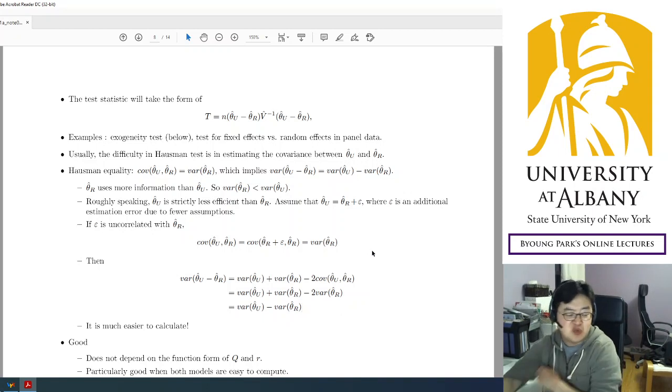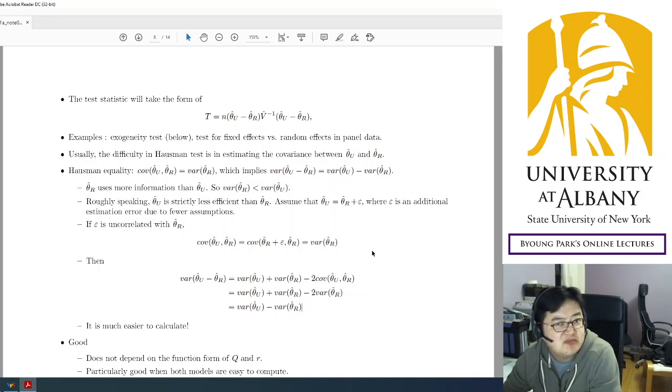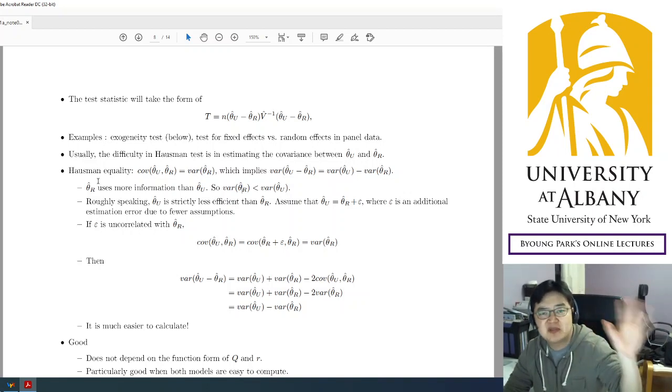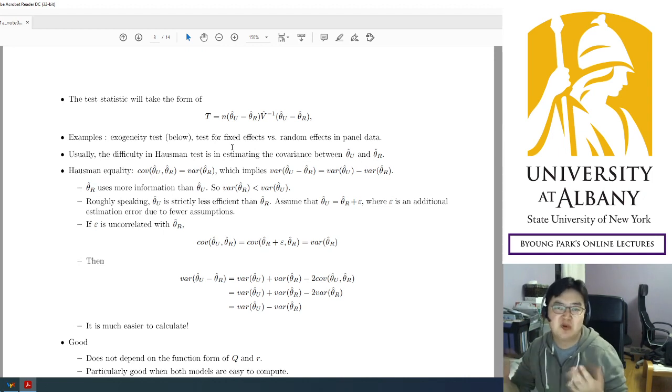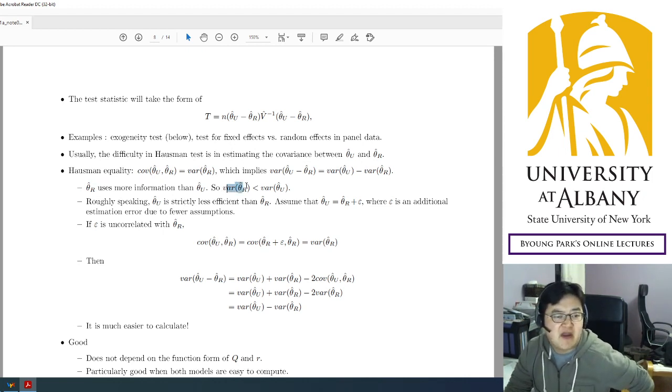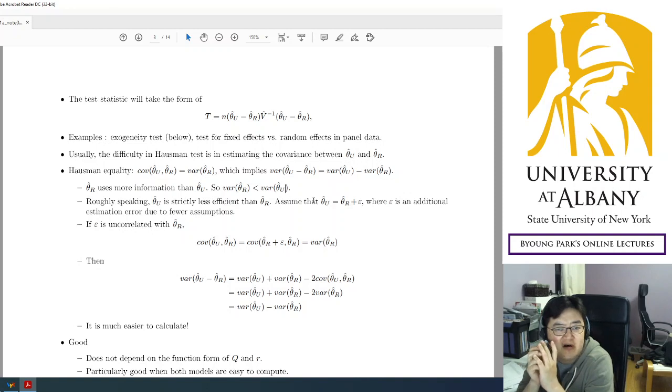And roughly, what is the intuition? How could he prove that? You don't need to know the proof, but let me explain the intuition. First, you need to understand that the restricted model uses the hypothesis as an additional assumption. Therefore, the restricted model is more efficient, has a smaller variance, and is more accurate. So the variance of the restricted estimator is smaller than the variance of the unrestricted estimator. Because of the additional assumption in the null hypothesis, the unrestricted model has a larger estimation error, so it is less efficient.